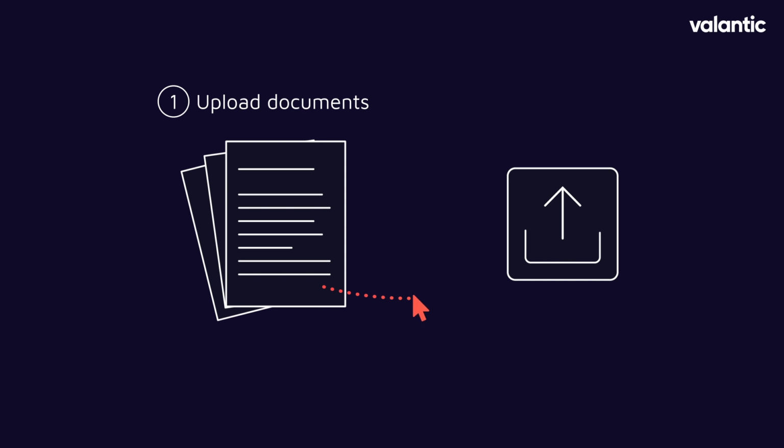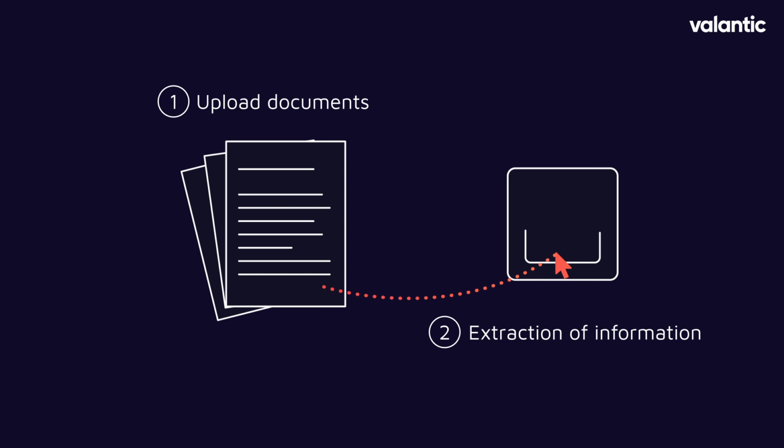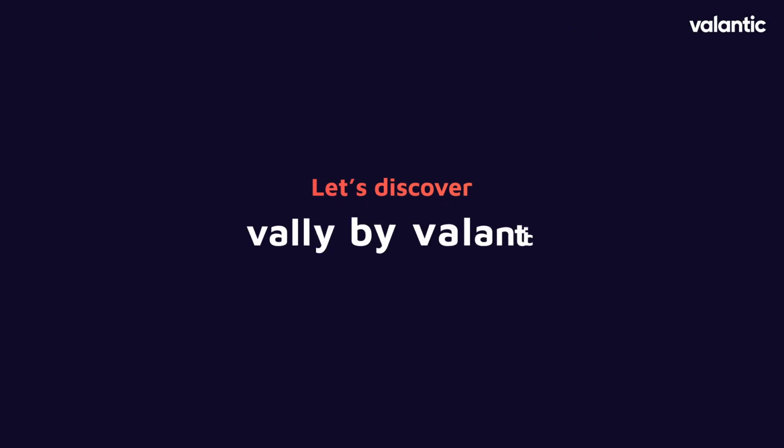So you upload your documents, the information is going to be extracted, and then you can do whatever you want with this information. Today we're going to present our internal bot. It's called vally, where we go through a document and write an email to a client and also create a social media post for it. So let's have a look at how vally looks like.